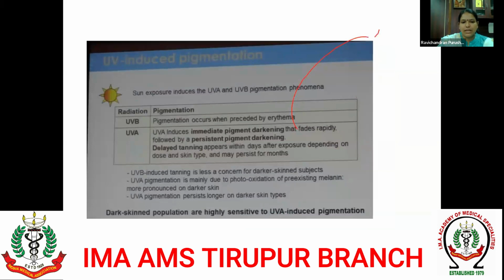When we are exposed to radiation, UVA causes photo-oxidation of the pre-existing melanin in the melanosomes, and this is more prominent in dark skin individuals who have highly dense melanosomes and high eumelanin content already present. UVB induced tanning is less of a concern for dark skin subjects. Dark skin populations are usually highly sensitive to UVA induced pigmentation.